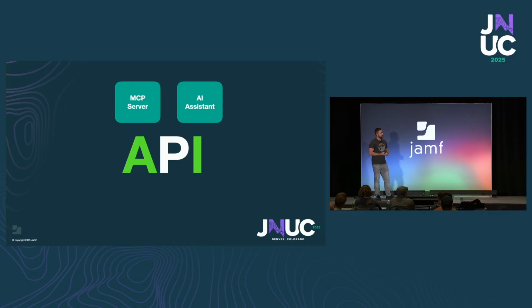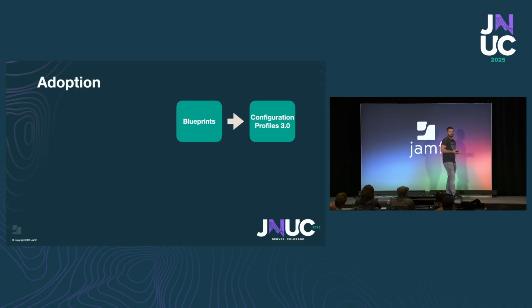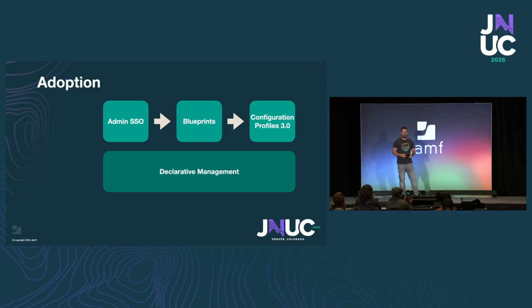So now let's talk about adoption, because to have configuration profiles 3.0, you need to have blueprints, because blueprints are the only way to have these configuration profiles. And to have blueprints, you need to have your admin SSO enabled. So admin SSO is a key that opens the gates to a lot of cool things you can do with it and things described today. It also opens your door to declarative management, because stuff described here is based on declarative management, and declarative management thinking is a different approach you also need to adapt to.